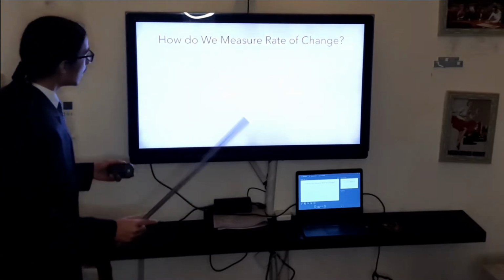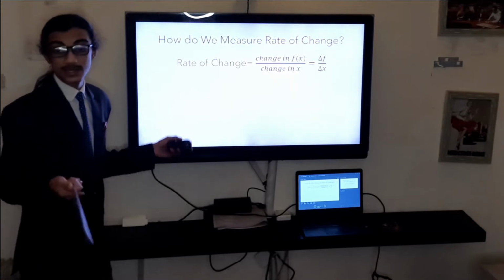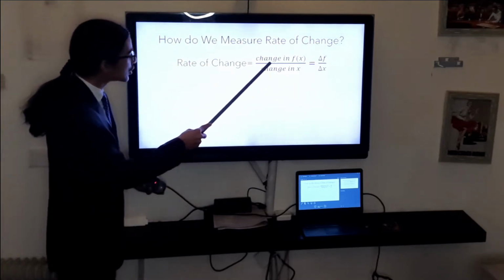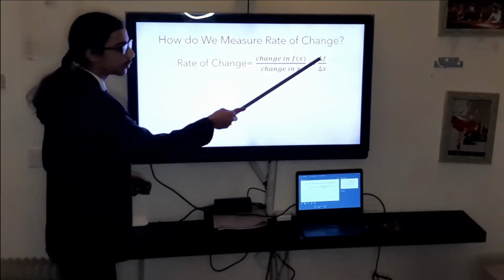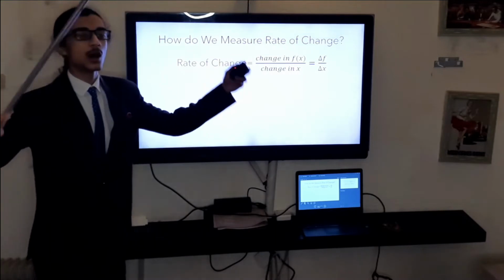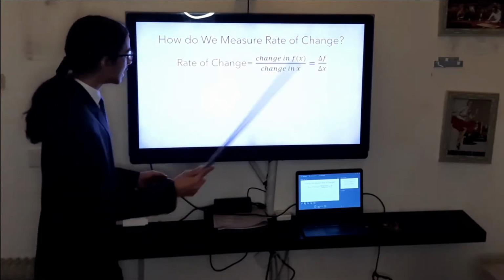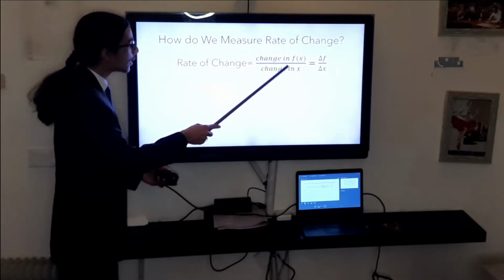changes? Well, we actually have a simple formula for this. It's in fact the same as the gradient formula, and that is the change in f of x divided by the change in x. You can also call it delta f by delta x, and that is our rate of change. It tells us how fast the function is growing. So we take a change in f of x and we divide that by the corresponding change in x.